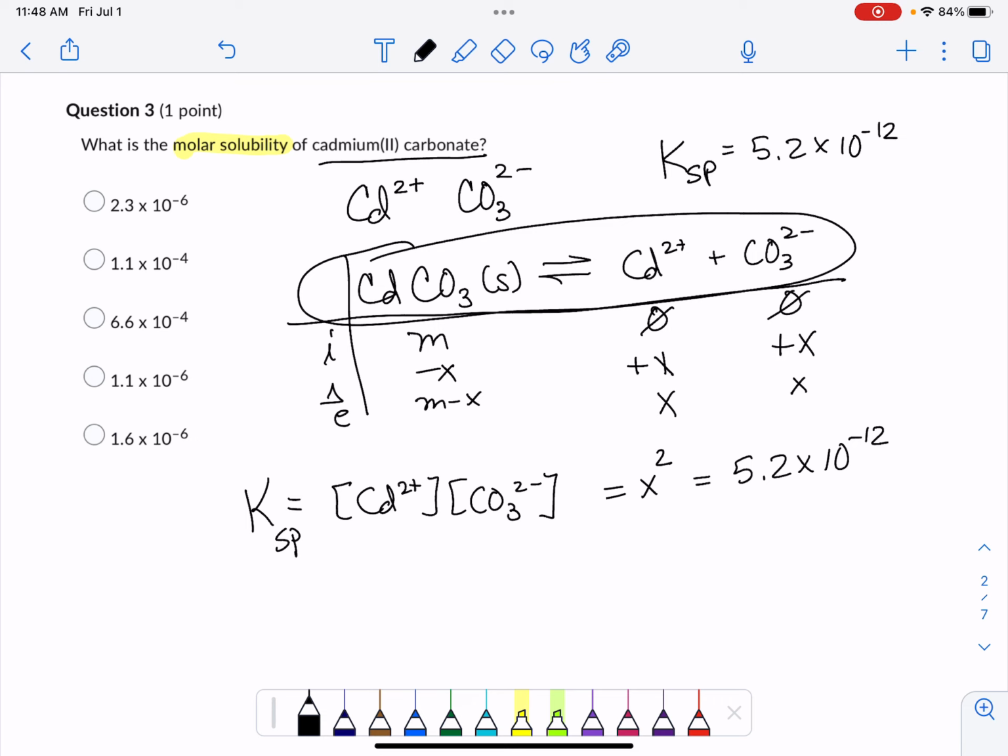X is my solubility, and I take 5.2 times 10 to the minus 12, and I take the square root of it to find X, and I get 2.280 times 10 to the minus 6. So it looks like my answer is 2.3 times 10 to the minus 6. The stoichiometry here is 1-to-1, which is easier than when it's not, but it's still worked exactly the same way using the concepts we started learning back in Module 4.